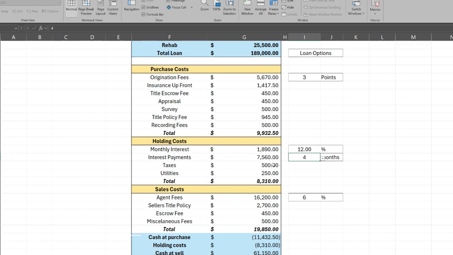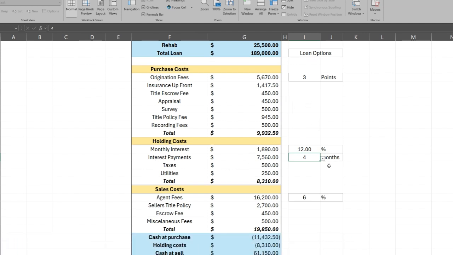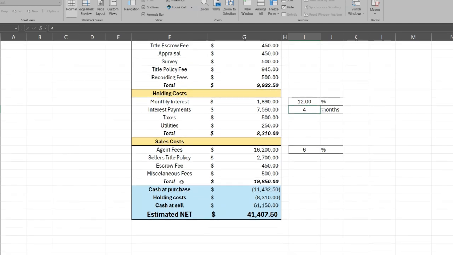The taxes, if you had to pay outside. Now, some of the taxes are going to be paid when you bought it or paid when you sell it, but we went ahead and put it in there just in case. Utilities, so your lights, your water, your gas for those months. And then what it costs to sell it, right?